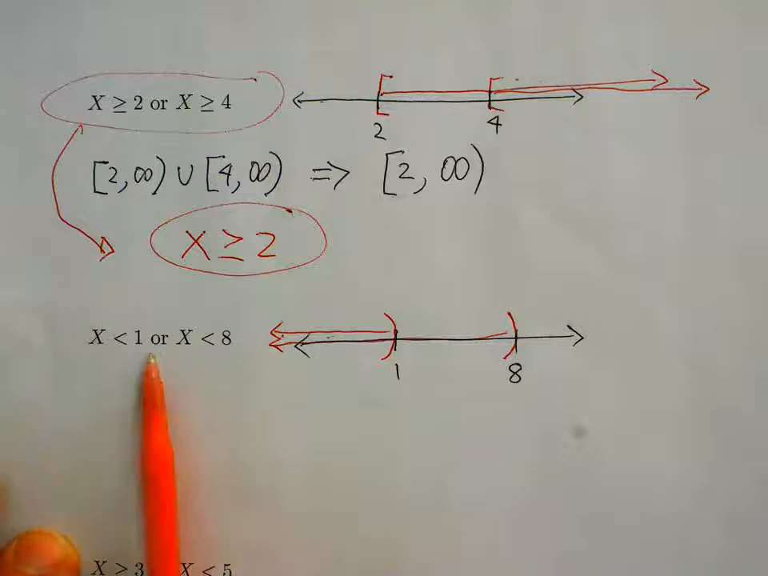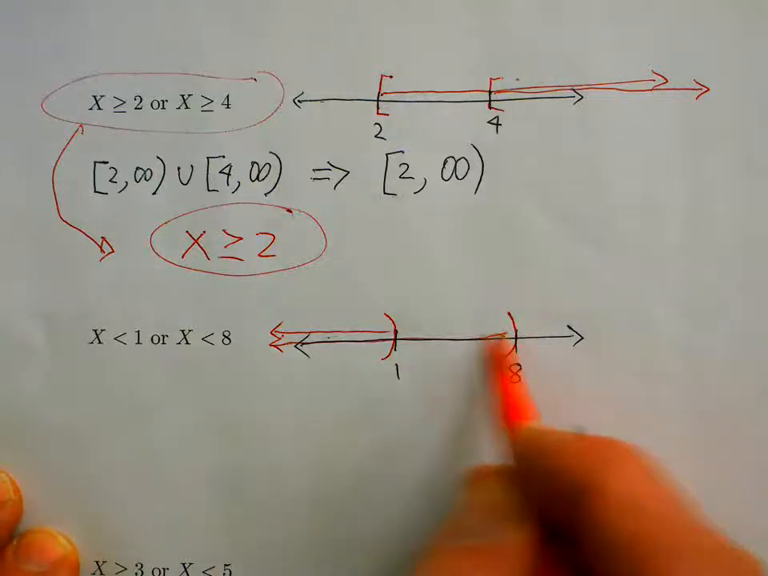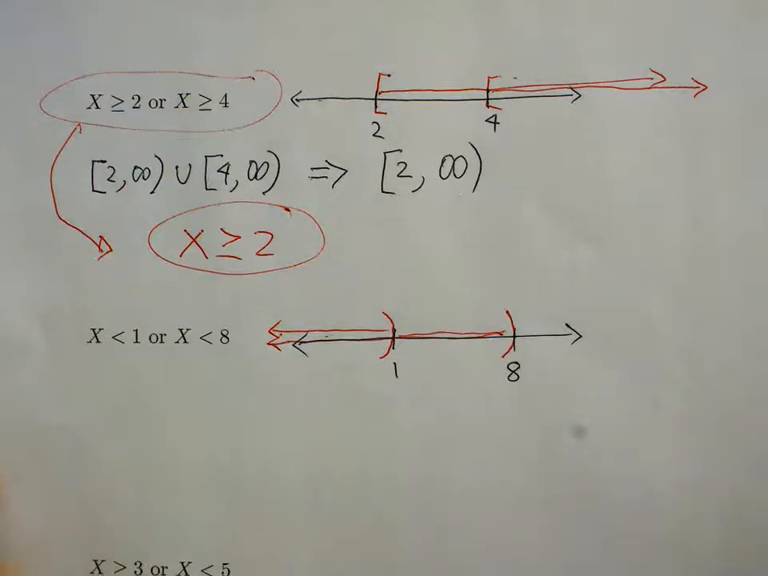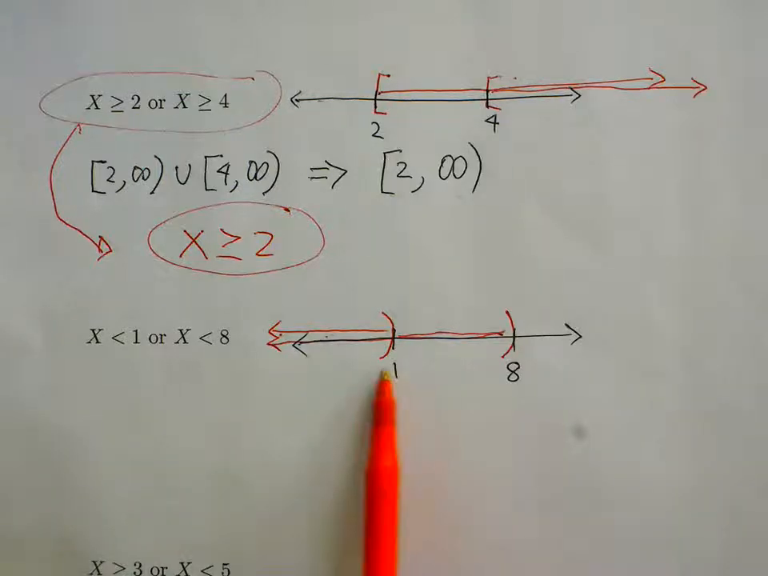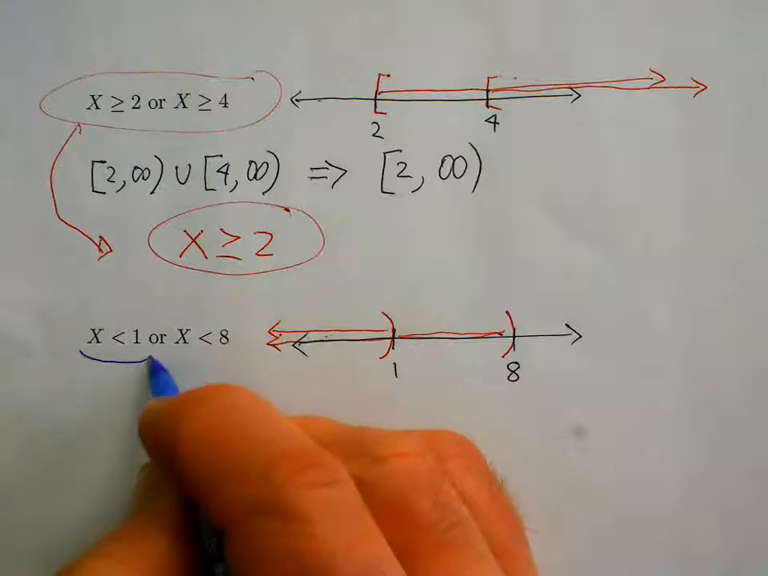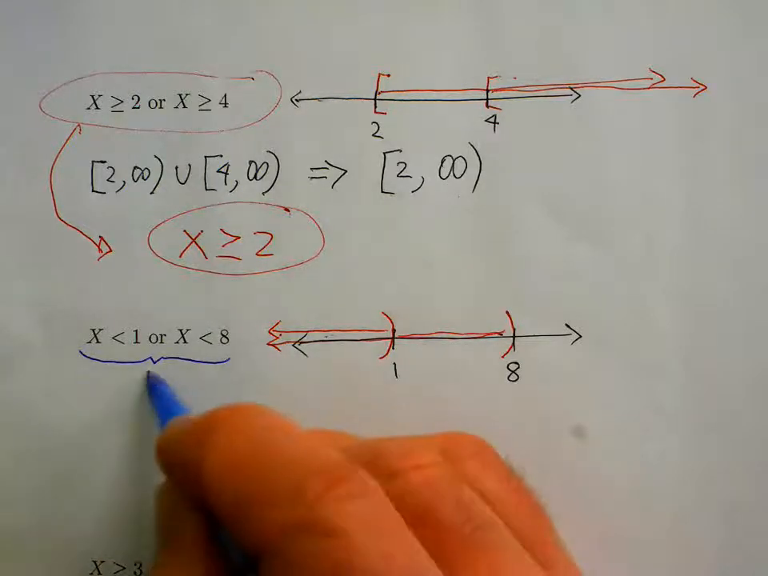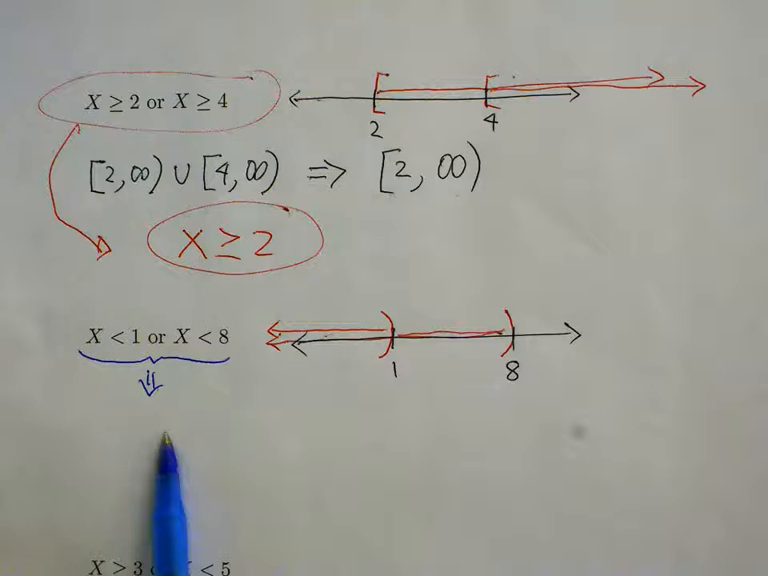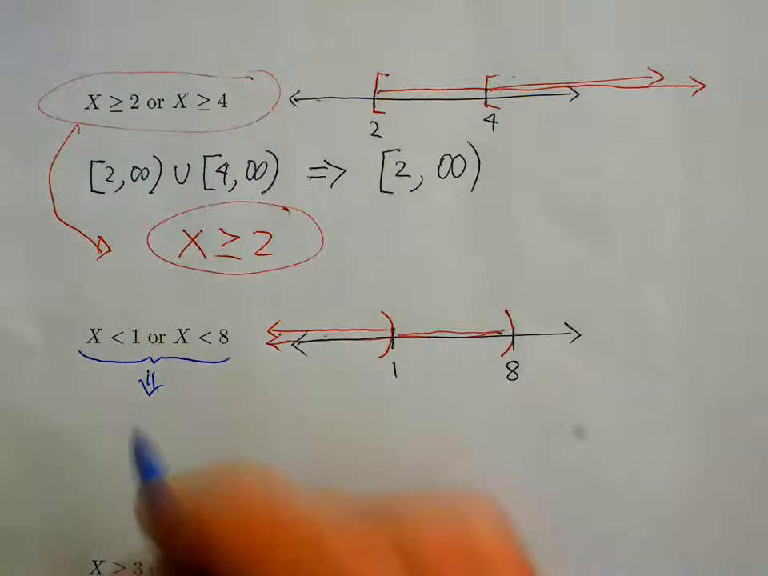The word or is used, so we're going to include all of the numbers that are in both sets. So the numbers that are less than 1 are also numbers that are less than 8. So this algebraic notation can be simplified. We can just say x is less than 8.